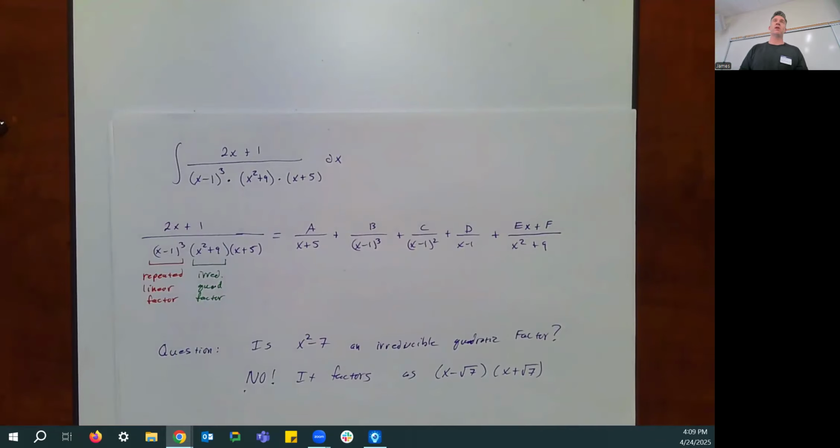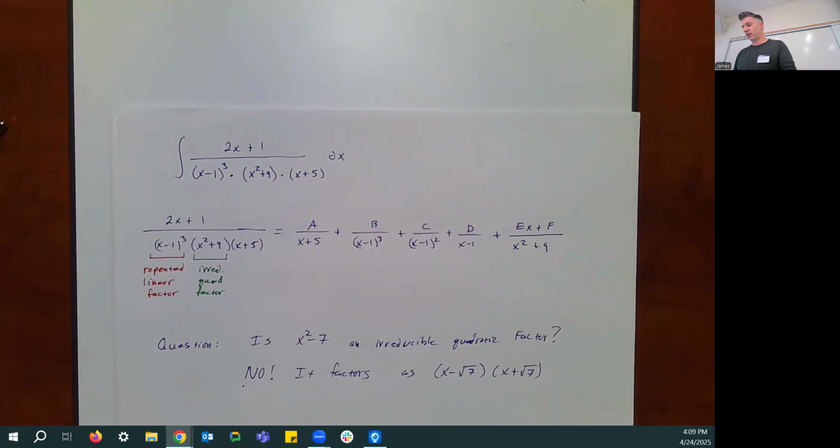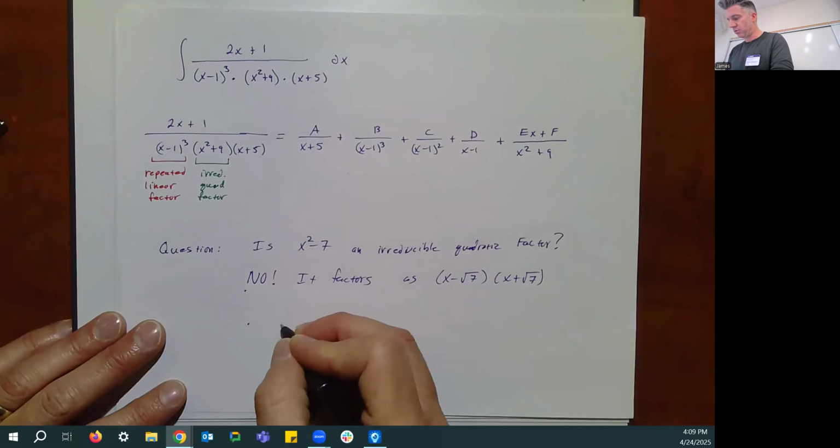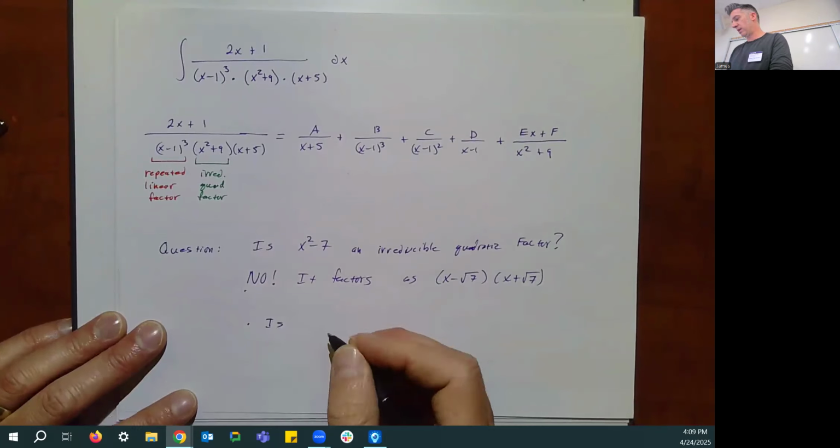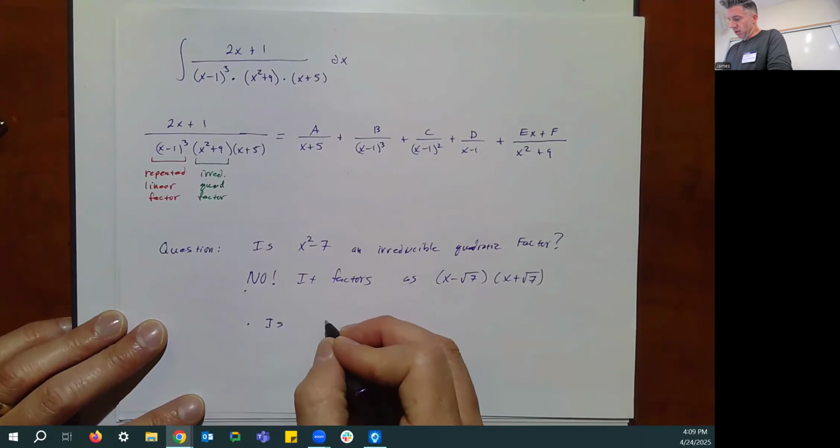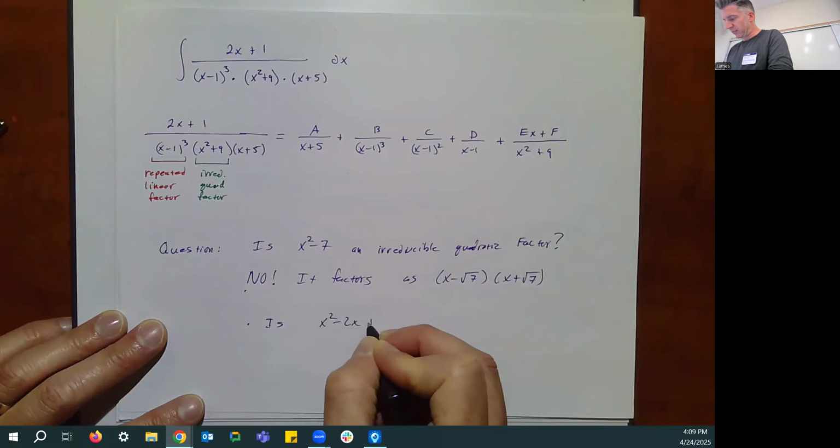Irreducible quadratic factors are ones that do not have any real zeros. They cannot be factored. They usually look like x squared plus 9, but they could also look like, for example, let's make it easy, x squared minus 2x plus 5.